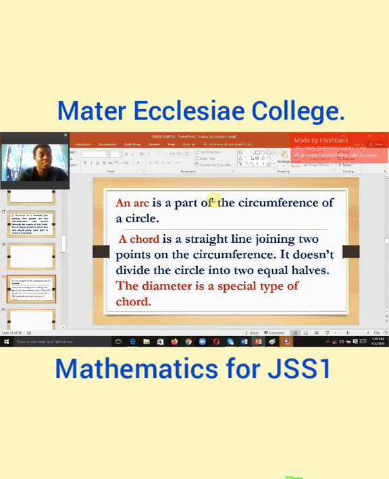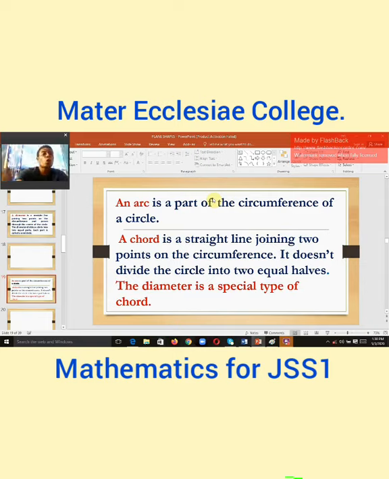I'll take it again. I want you to learn that today. A line that is drawn from one part of the circumference of the circle to another part is known as a chord. But if that line divides the circle into 2 equal halves, it's a diameter. So a diameter is a special type of chord. Even a diameter is a chord.